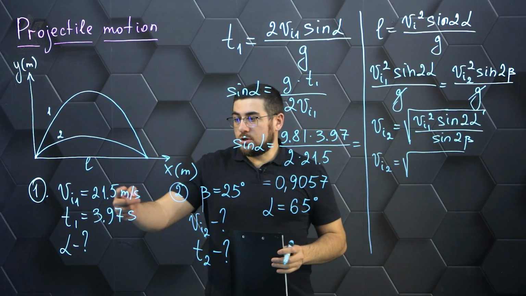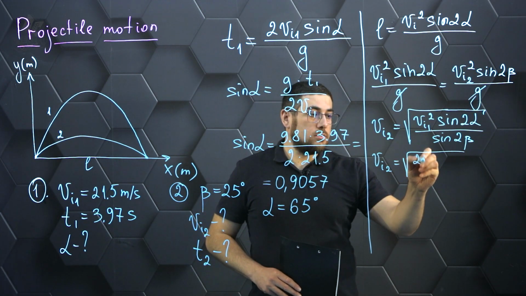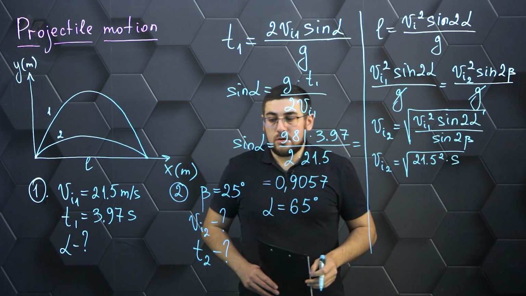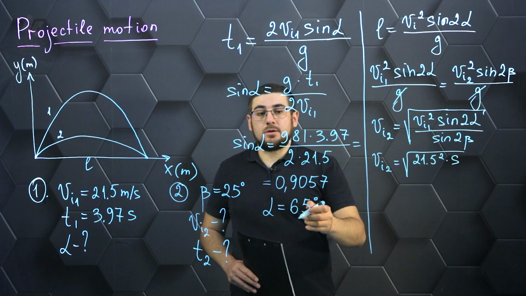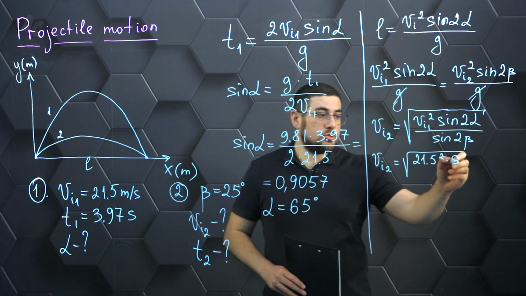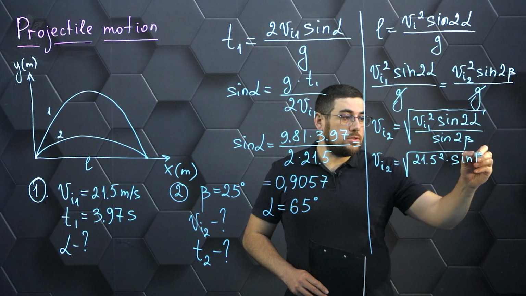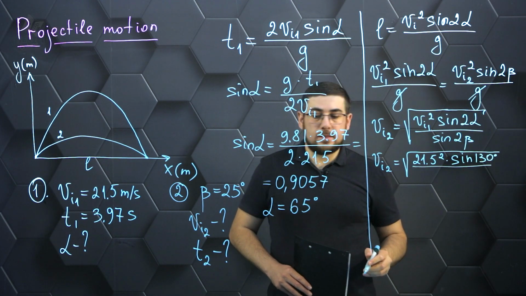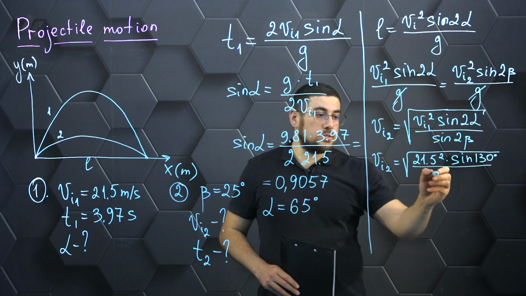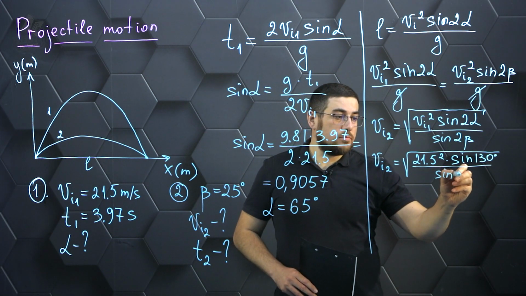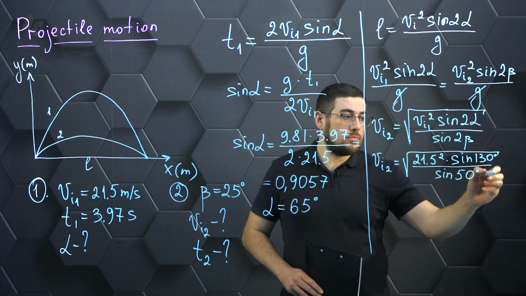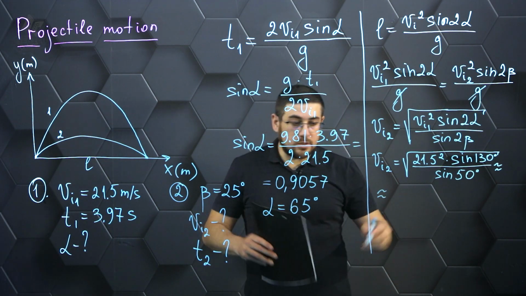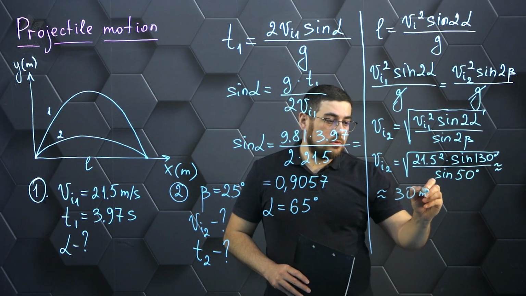So the square of the initial velocity is 21.5 squared times the sine of 2 alpha. We've got an alpha of 65 degrees, so that would be the sine of 130 degrees. And divided by the sine of 2 beta, that's the sine of 50 degrees. And accordingly we get a velocity value approximately equal to 30 meters per second.